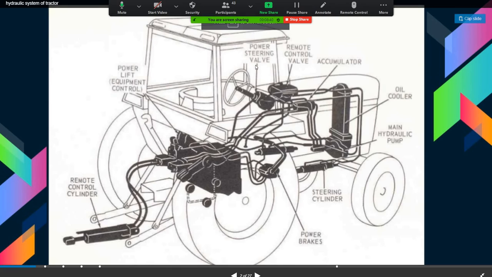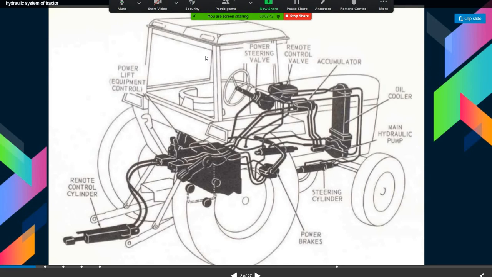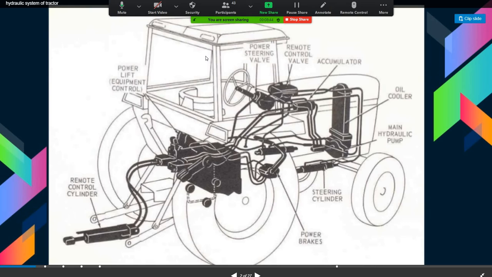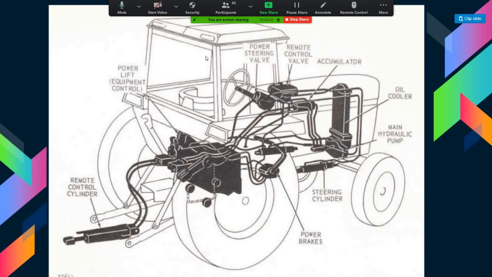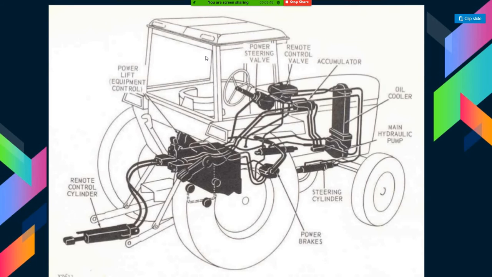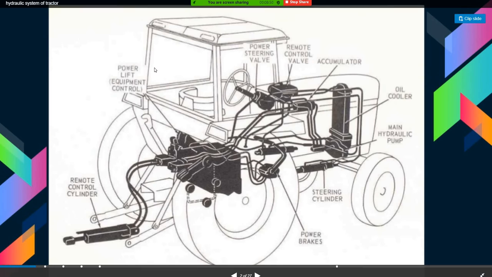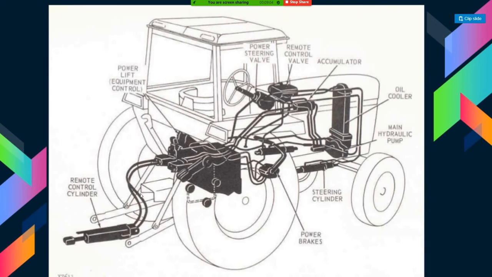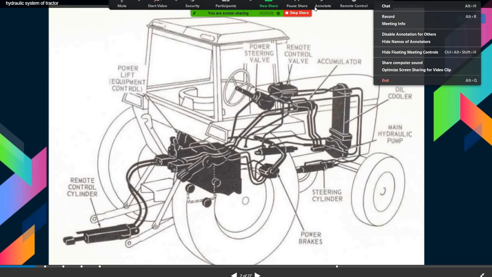Generally, the hydraulic system plays a very important role in a tractor for raising and lowering the implements. You can see in the diagram of this tractor, the hydraulic system is provided to the 3-point linkage. With the help of that 3-point linkage, we raise and lower the implements.